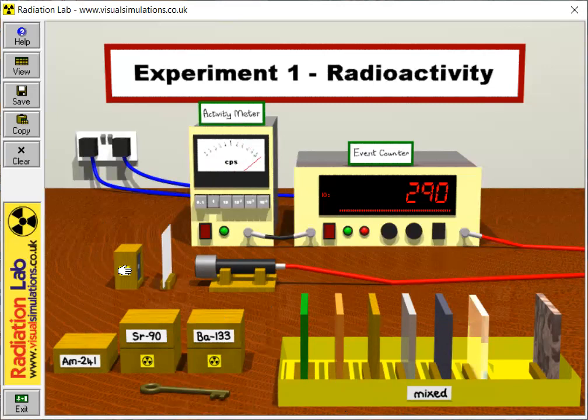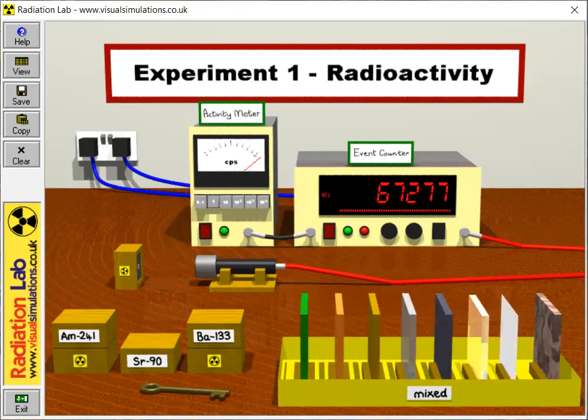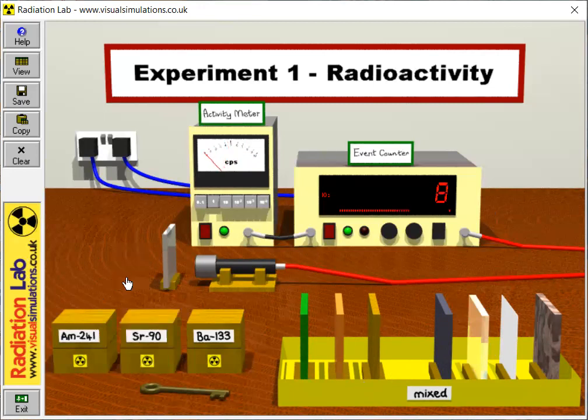Excellent. So you can go through all the different sources, putting them in front of the GM tube and noting the difference in radiation. You can see with this strontium, there is a lot more. This is supposed to be a beta source, and paper is not stopping this at all. We put that back and let's get some aluminium out. Let's retry that, and you can see that that has slowed that count rate right down.